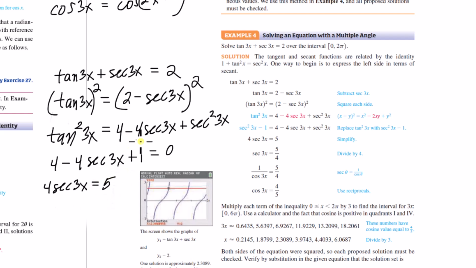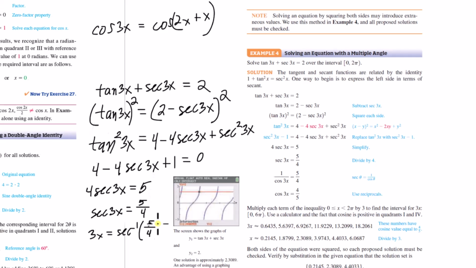Now we've converted this into a linear trig equation with a triple angle. So secant 3x is equal to 5/4. So we're going to have 3x is equal to inverse secant of 5/4. And you just solve it from there.